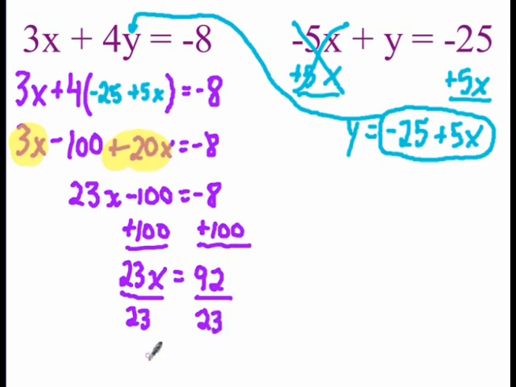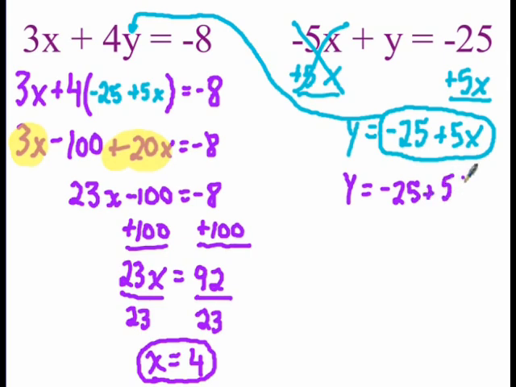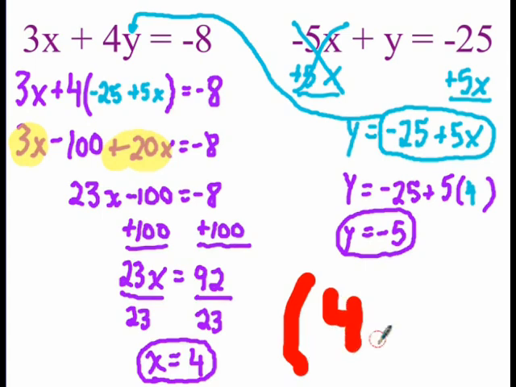So I divide by 23. 92 divided by 23 is 4. That's correct. So we circle this, go back up to the original right here, and instead of x, I'm going to put, you guessed it, 4. So that 4 from right here goes into the x, and I type this on my calculator or do it in my head. Negative 25 plus 20 is indeed negative 5. So I circle that, and this brings us to our final answer here, which is 4, remember x always first, negative 5.